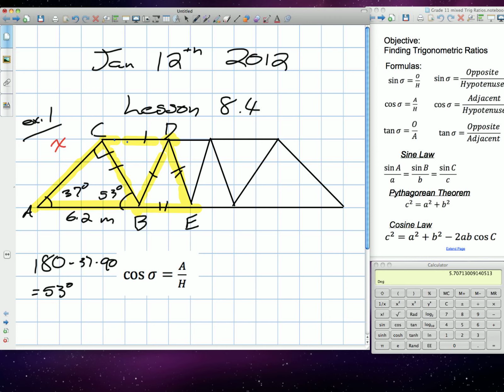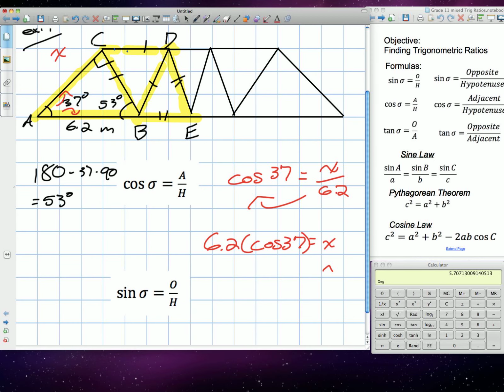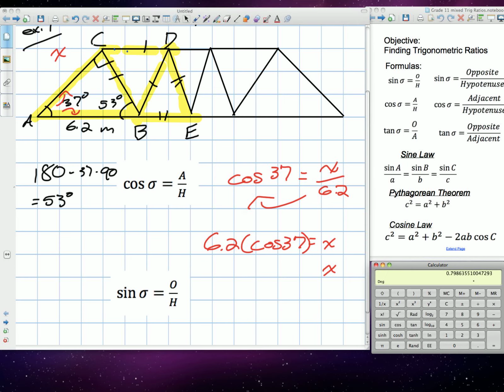I have the measurement of the hypotenuse. This is the adjacent side, so I'm going to be using cos ratio. So I take cos 37 equal to, the adjacent side is our x divided by 6.2. We bring 6.2 to the other side. Cos 37 is equal to x.